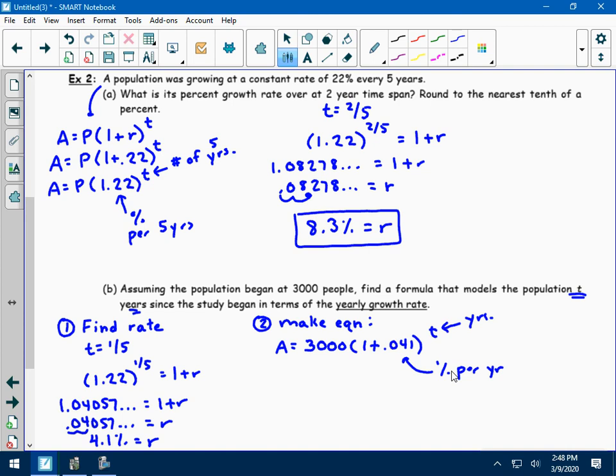So if my units agree, do I need anything with the t? No. If t was still the 5 years from above, then I would need to say 5t. But since t is supposed to be in years according to the directions, and this percent is in years, I pretty much got my answer. It's going to be 3,000 times 1.041 to the t. And I don't have to put something in the exponent because my units agree.